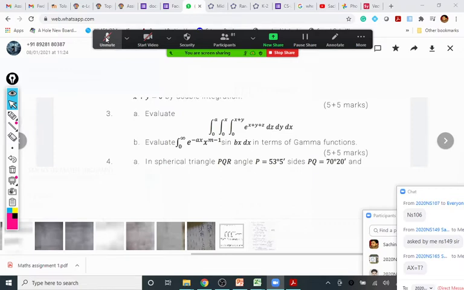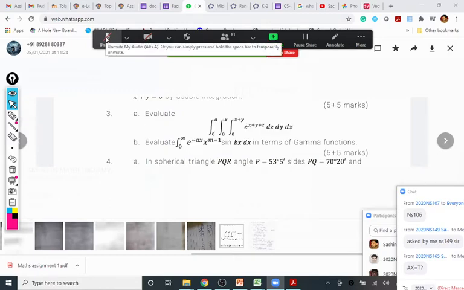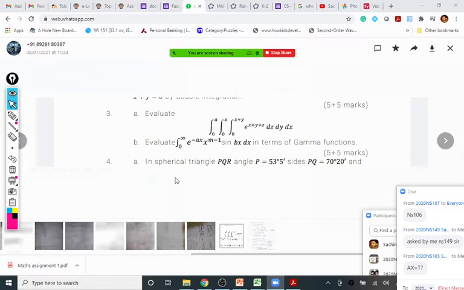1 upon a raised to m is not the only answer. Into gamma m. In this case, m is there. So gamma m upon a raised to m. Correct. Gamma m upon a to the power m. Very good, very good. That's correct.